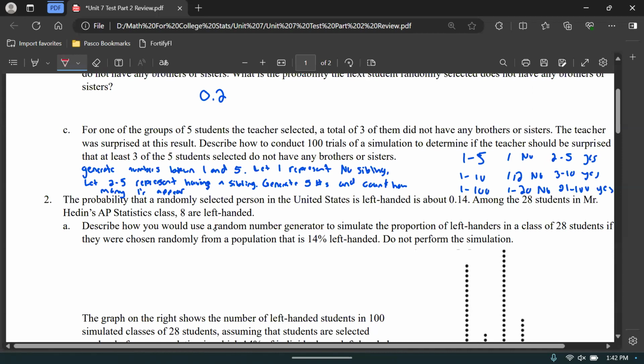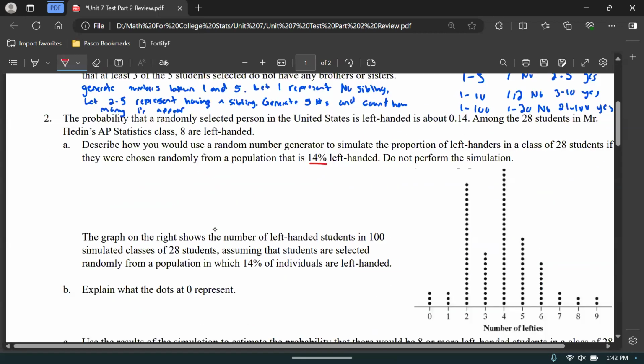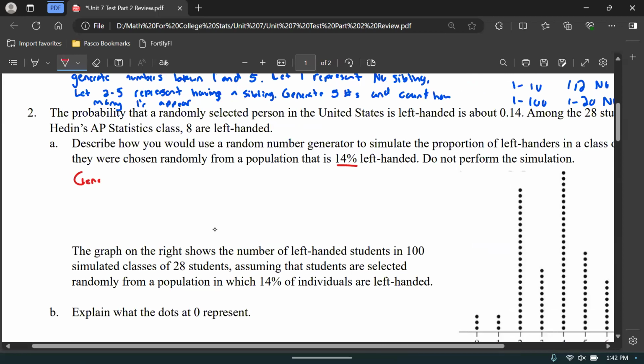So it's kind of like what we said before. Now it's 14%, right? I'm just going to simply go with 1 to 100, using 1 through 14 and then 15 through 100. So simply say generate 28 numbers between 1 and 100. And let 1 through 14 represent left-handed.